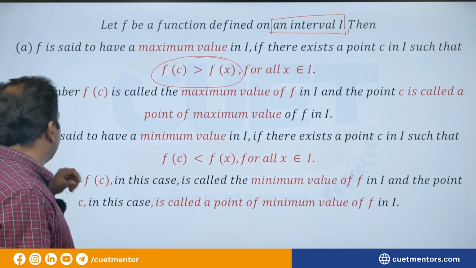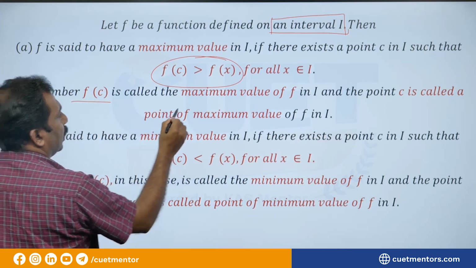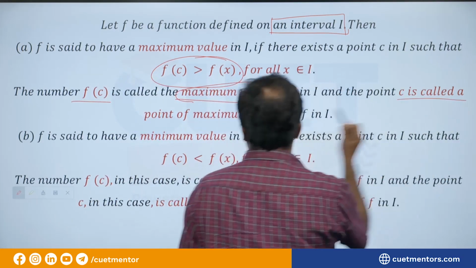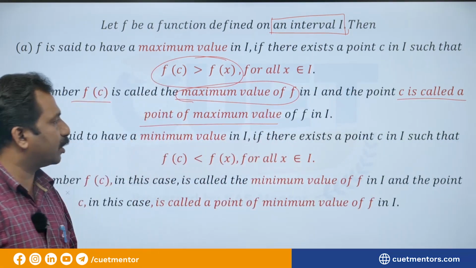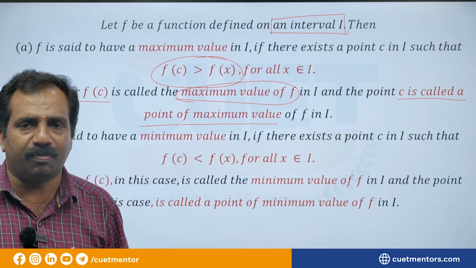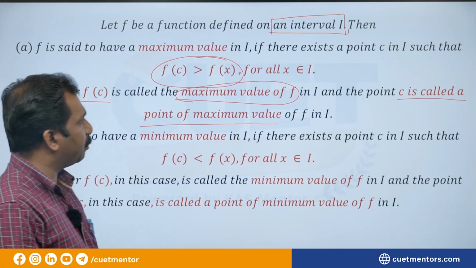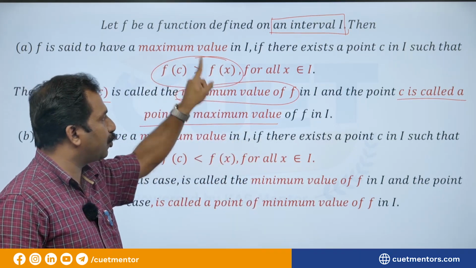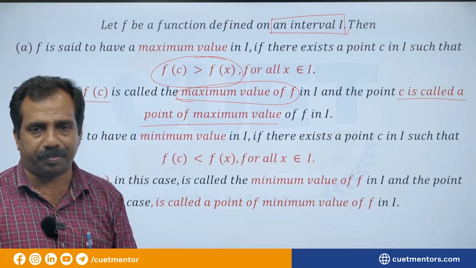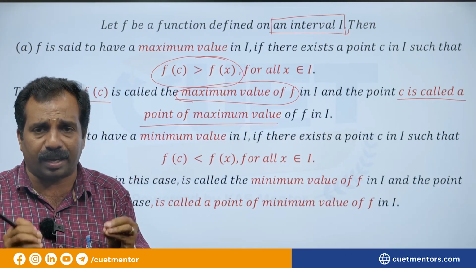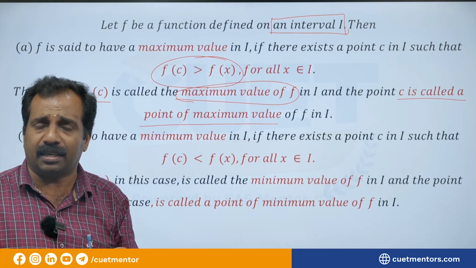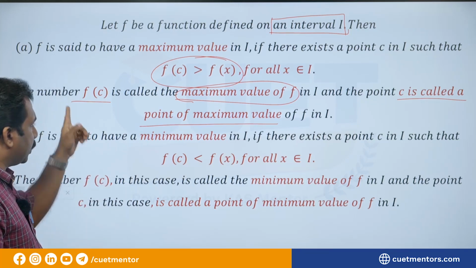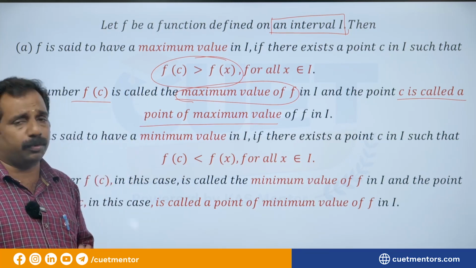The number f of C is called the maximum value of f, and the point C is called the point of maximum value. So f is said to have a maximum value in I if there exists a point C in I such that f of C is greater than f of x for all x element of I. That is, f of C will be the highest value of the function in the domain, meaning in the interval. f of C is called the maximum value and C is called the point of maximum value.